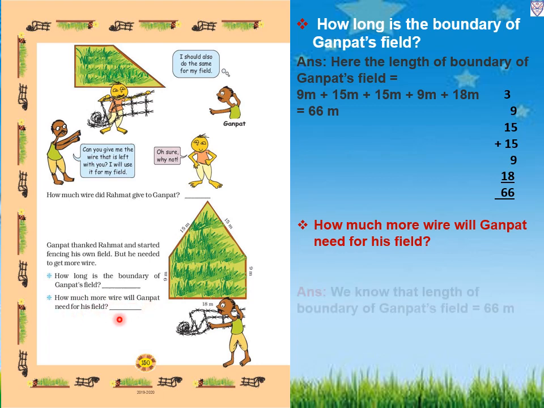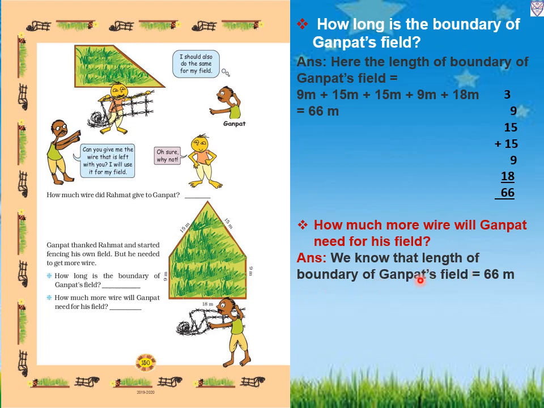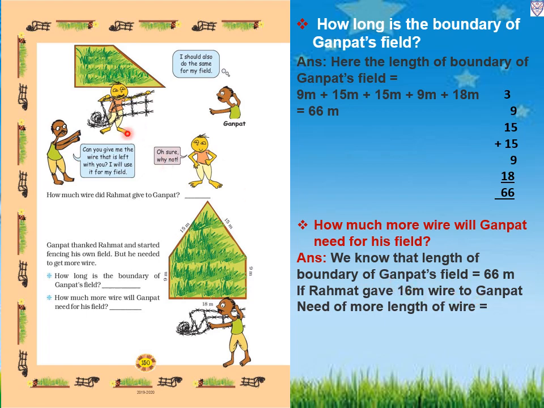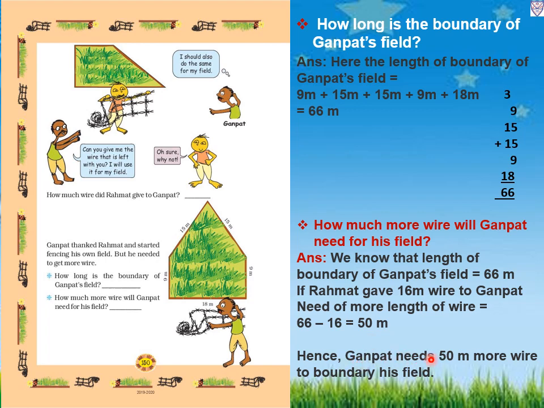So how much more wire does he want now? We know the length of the boundary of Ganpat's field is 66 meter. Rahmat gave 16-meter wire to Ganpat. So the extra wire needed equals 66 minus 16. 6 minus 6 is 0, 6 minus 1 is 5. So he needs 50 meter of wire for his field. Hence Ganpat needs 50 meter more wire for the boundary of his field.